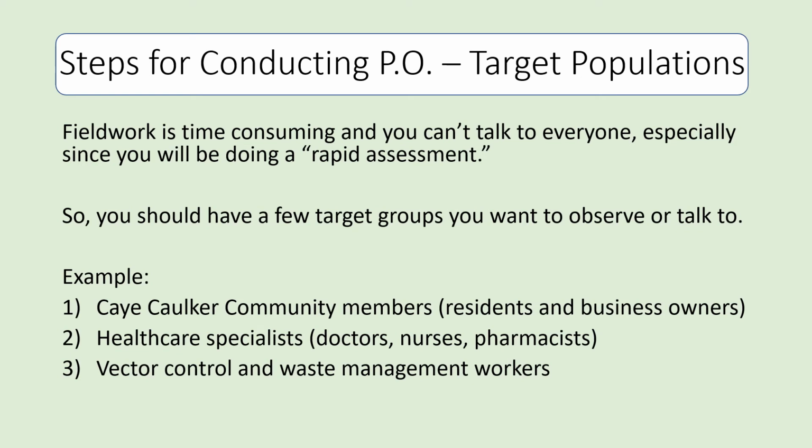You won't actually talk to anybody in this class in terms of your intervention paper or your problem paper, but you will think about, okay, if I were to talk to somebody, what would that look like? What's my target population? So you should have a few target groups you would want to observe or talk to. As I gave examples, I could talk to Key Cocker community members, residents and business owners. I could talk to healthcare specialists, doctors, nurses, pharmacists, and also vector control and waste management workers. These three categories are basically what I used as my target populations when I was saying who I was going to talk to and what kind of information I was going to get.